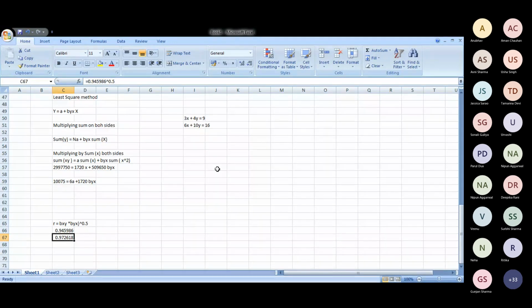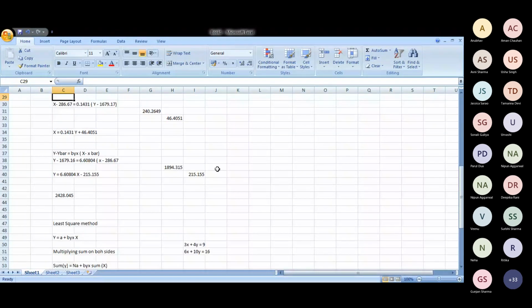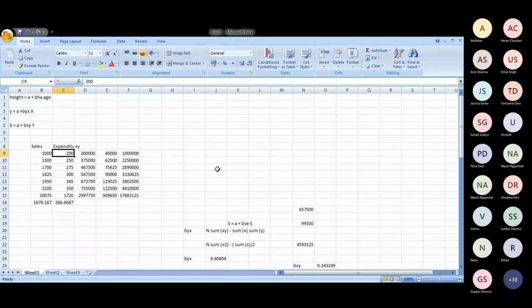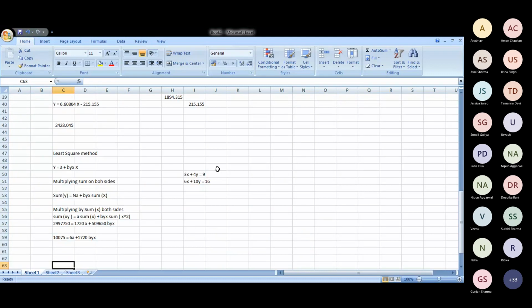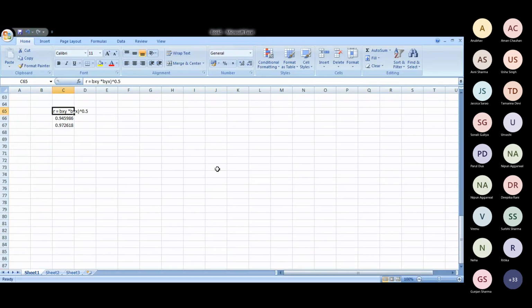So correlation comes out to be 0.97216 between the two variables, which shows a high positive correlation, and the data is also showing the high positive correlation as each and every value is more or less increasing, and this is also increasing in all. So it will be high positive correlation in that case. So the R value shows the high positive correlation among the two. Clear?